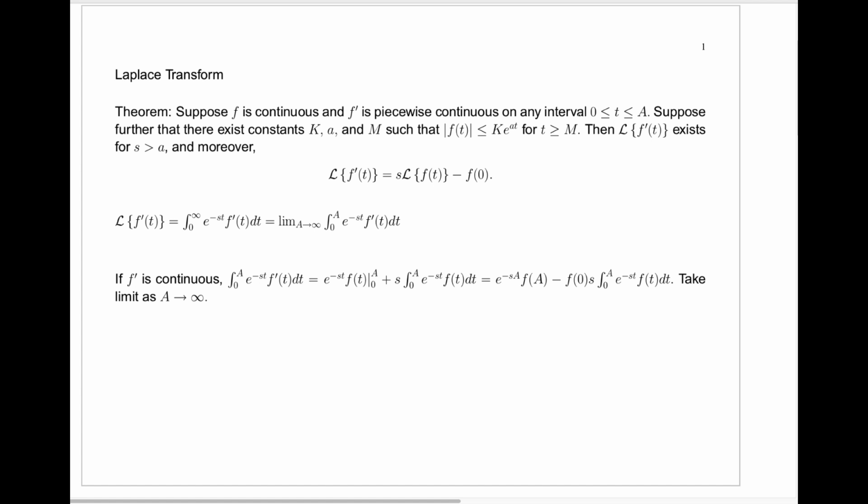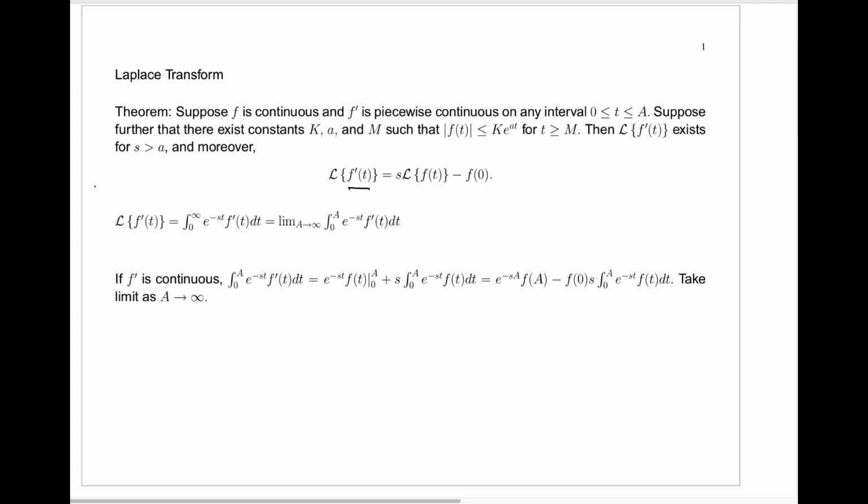Then the Laplace transform of f prime will exist for s greater than a, and moreover, you can compute the Laplace transform of the derivative f prime of t just by taking s times the Laplace transform of f and subtracting whatever f is at 0, that constant f of 0. Now, you might wonder, why in the world is this true? Well, it's actually a surprisingly straightforward thing to compute.